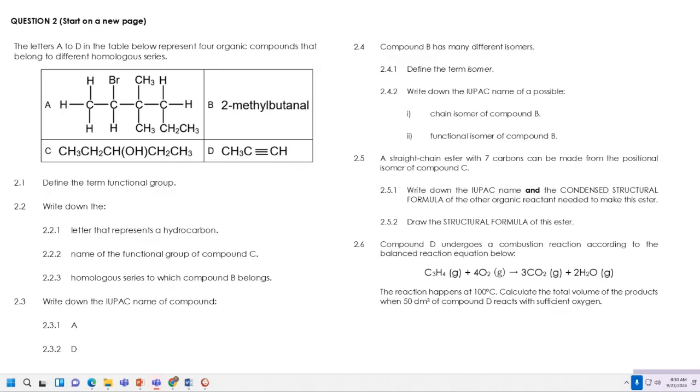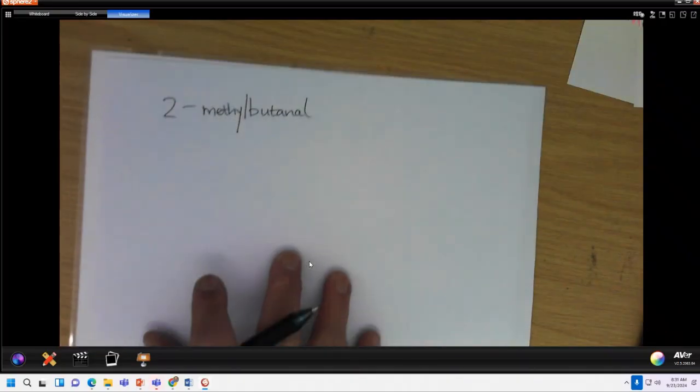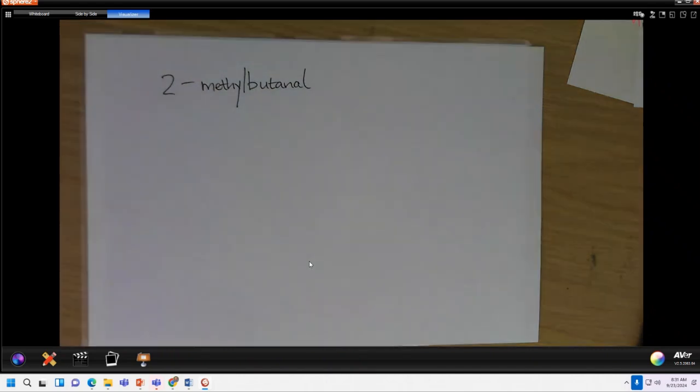So question 2.4.2 says, write down the IUPAC name of a possible chain isomer of compound B. Right. Now look at compound B. Compound B is 2-methylbutanol. Right. So we've got here 2-methyl. That's what we see. Butanol. Right. Let me go to my visualizer now. Right. That's what we've got. 2-methylbutanol. The question says, write down a possible chain isomer.